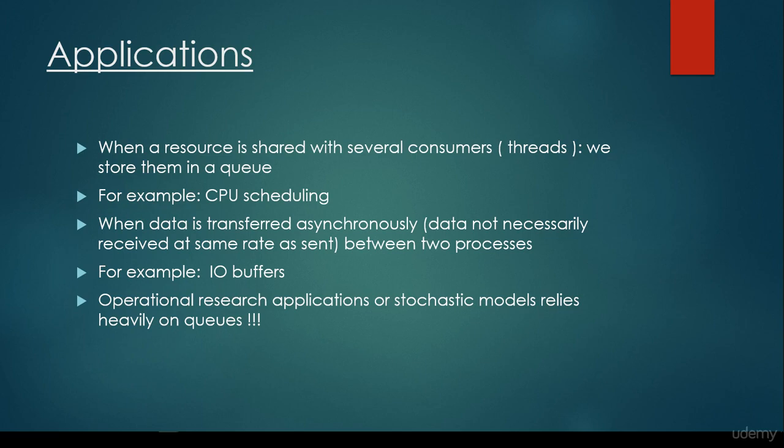And operational research applications or stochastic models rely heavily on queues. But it's very common to use these kinds of abstract data types, as we have seen for stacks, for example, that the stack memory relies heavily on the stack abstract data type. And the queue is very important as far as operating systems are concerned.